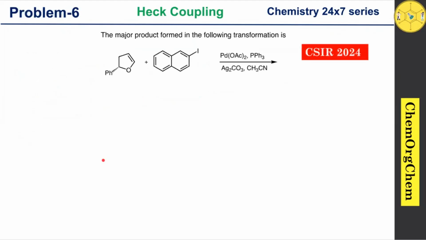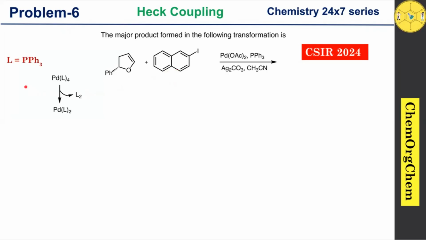Before moving to the solution, we have already discussed Heck cross-coupling reaction, its mechanism and catalytic cycle, and related problems. If anyone missed that video, you can find the link in the description box below. As per the Heck cross-coupling reaction, the first step of the reaction will be the generation of active palladium zero catalyst, since this reaction requires a palladium zero catalyst.